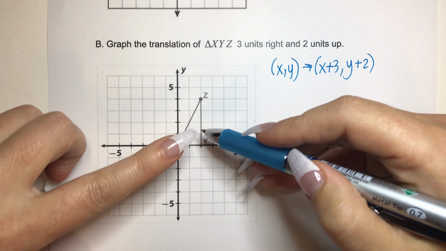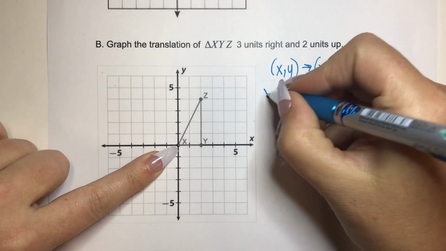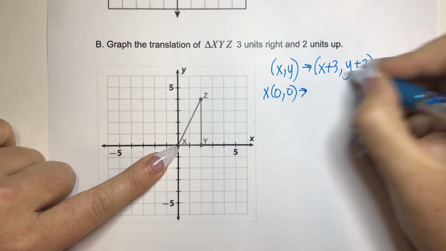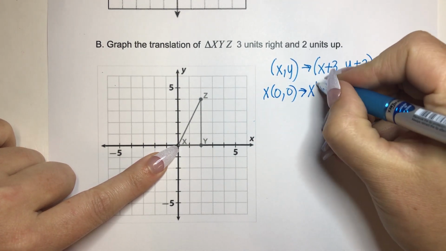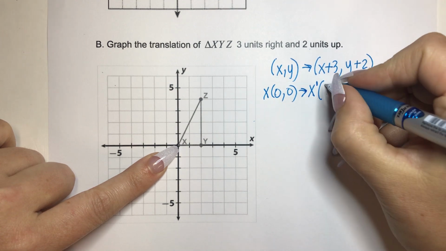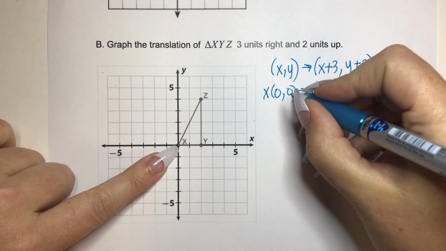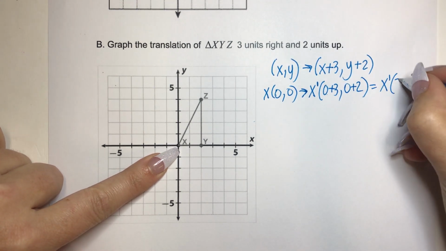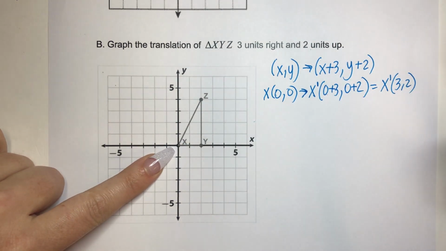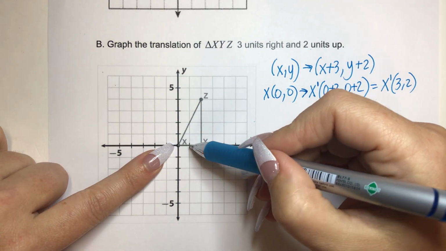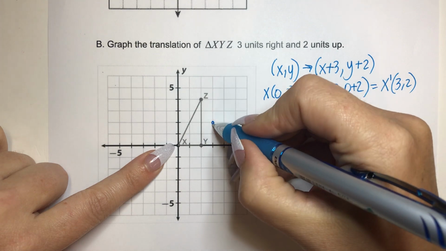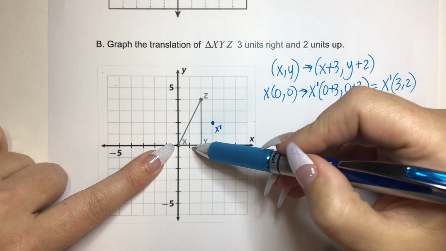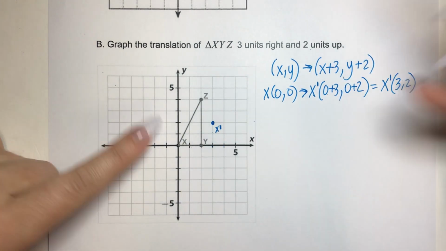Perfect. Okay, so let's start with our vertices. I'm going to start with X. X is (0, 0). Super easy. And then we just apply this translation rule, and I'm going to get X prime. So my x is 0 +3, and my y is 0 +2. That means I end up with X prime being (3, 2). And I can graph that. 1, 2, 3, up 2 would be right here, and this is my X prime. And 3 units to the right, 1, 2, 3, and 2 units up, 1, 2, perfect.